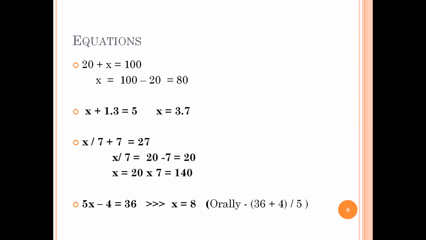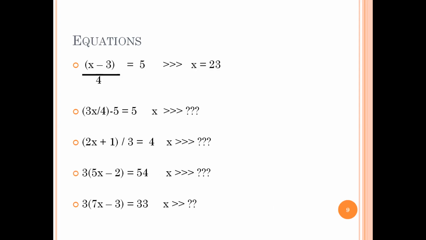That's the only thing we need to remember. So, for example, let's go to x minus 3 divided by 4 equals 5. So 5 times 4 is 20. 20 plus 3 is 23. Now you guys tell me all the other answers. Do it orally, no pen and pencil. 3x divided by 4 minus 5 equals 5. So what is x?